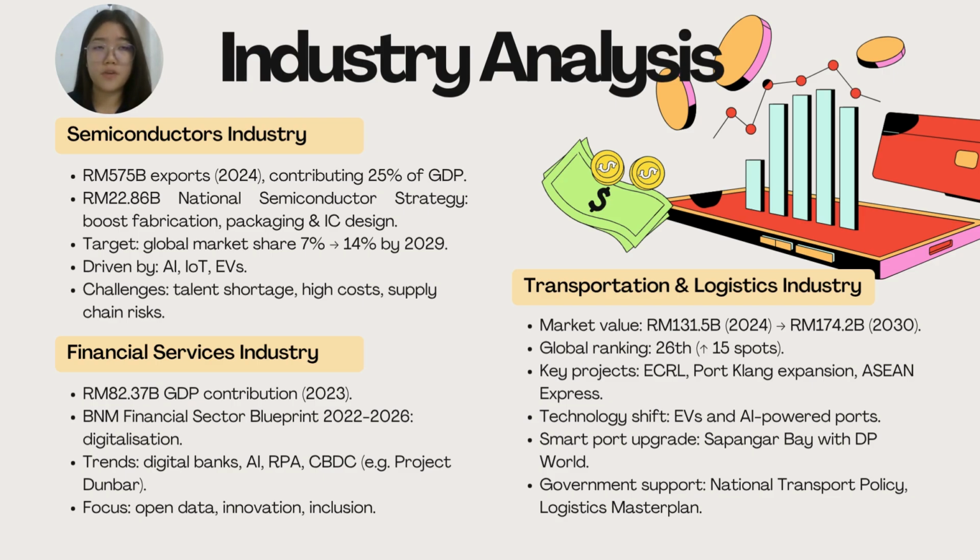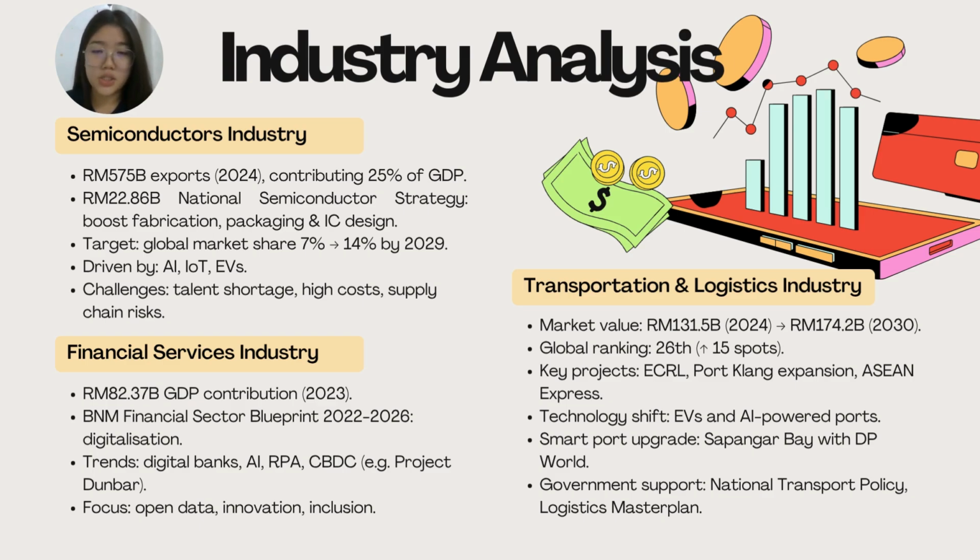With the support of the Financial Sector Blueprint 2022 to 2026, the industry is advancing fast in digitalization. AI, robotic process automation, and even digital banks are becoming common now. Maybank, for example, uses AI to automate credit and loan approval. Bank Negara is also exploring central bank digital currency through international collaboration under Project Tambak.